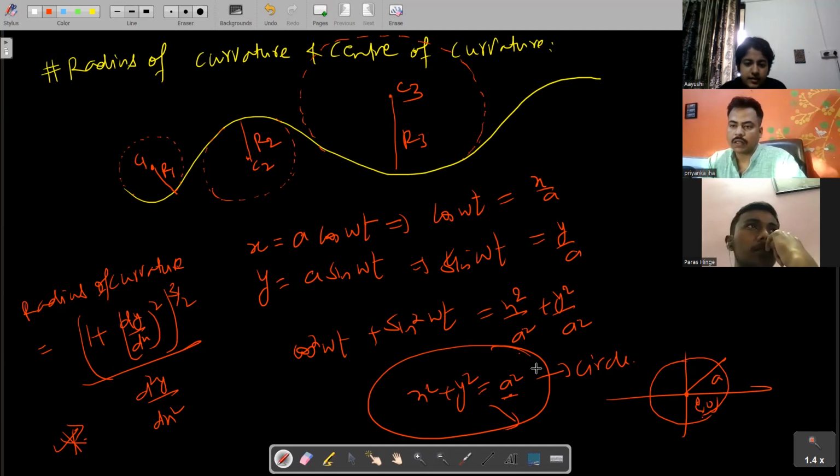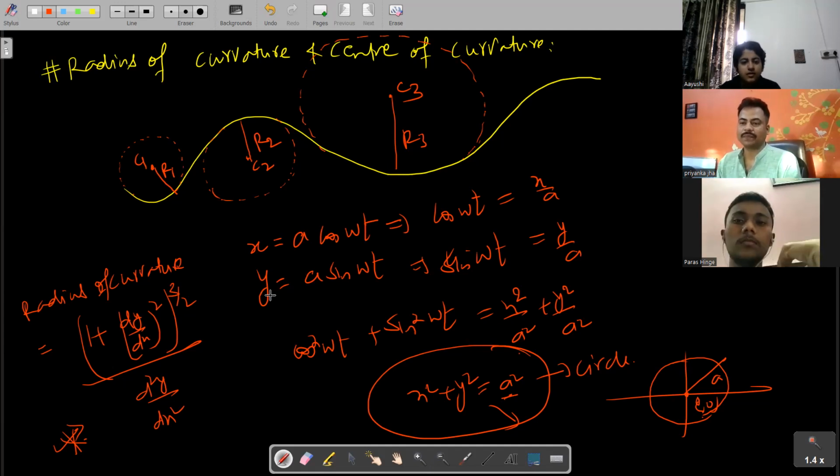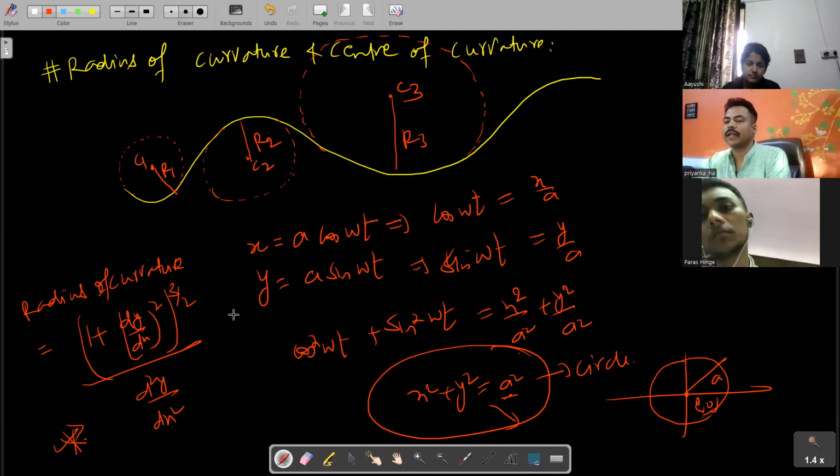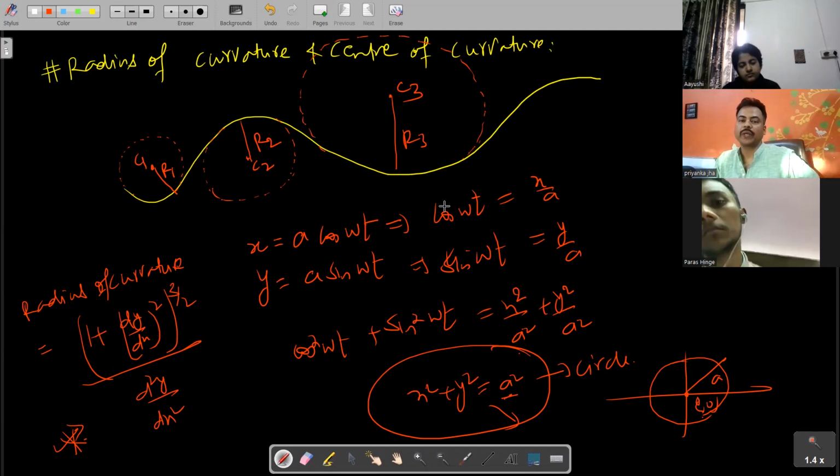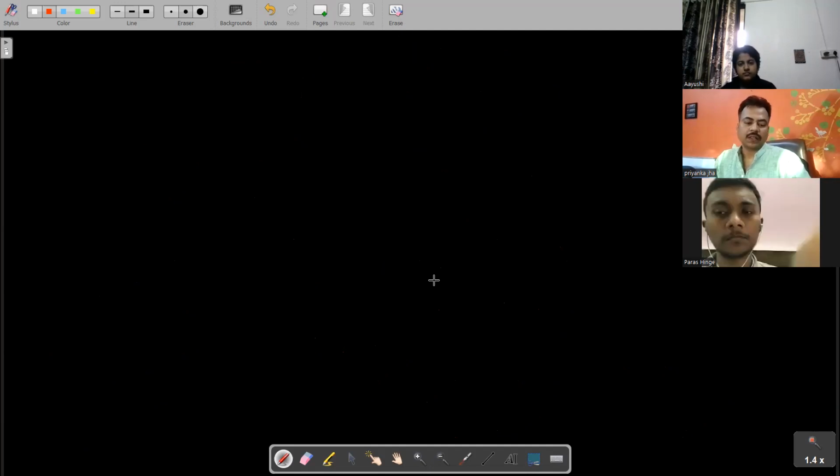Sir, I didn't understand the formula, radius of curvature. No, you don't have to understand, you just have to remember this. I'll make you understand. Wait, now I'll take one example. So you have to remember the radius of curvature is (1 plus (dy by dx) whole square) to the power 3 by 2 upon d2y by dx square. You don't need to go into the derivation part of this.